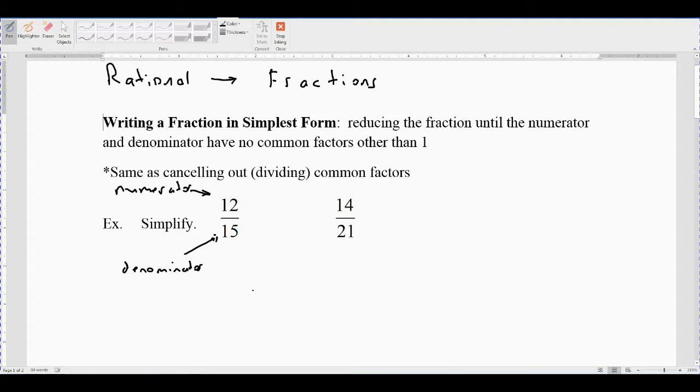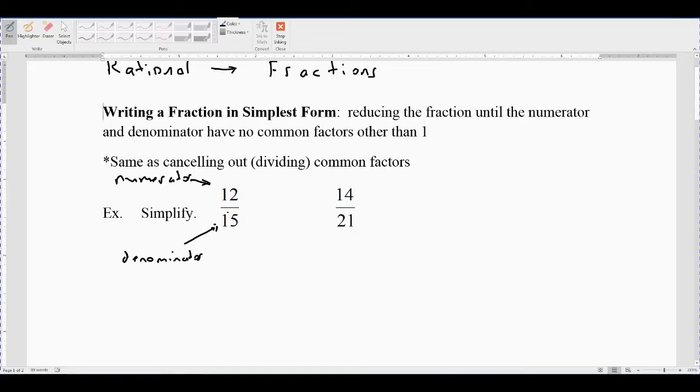And I'm going to do this the easiest way I know how. I'm going to think, what's the largest number that divides in both 12 and 15? That's the same thing as asking what's the GCD or GCF of 12 and 15. Well, the largest number that divides in both 12 and 15 is 3. So what that means is I'm going to divide the top and bottom by 3.